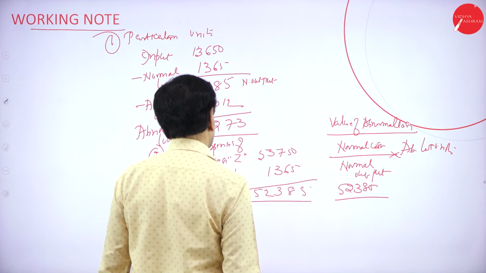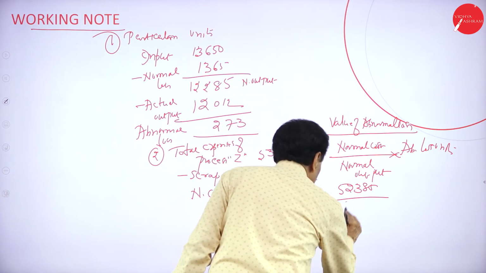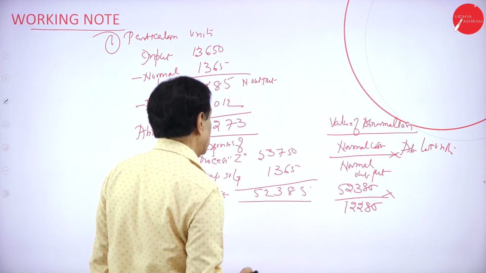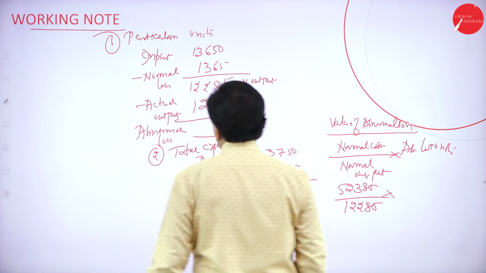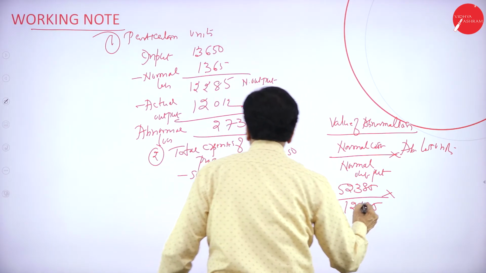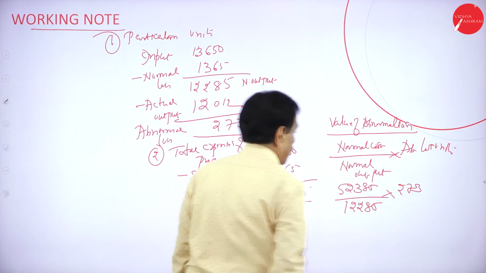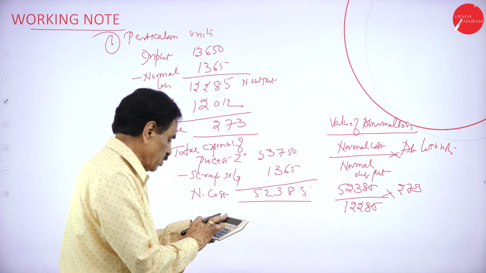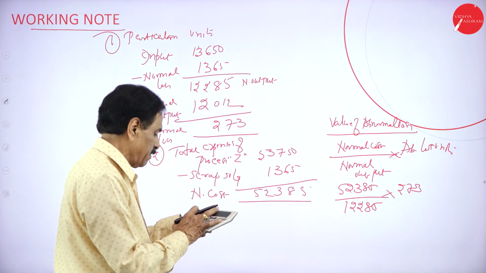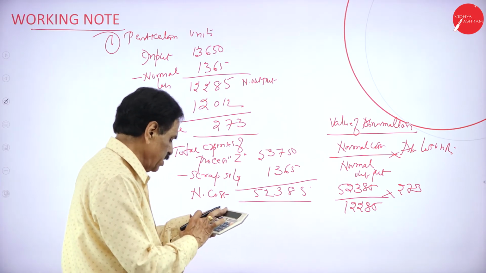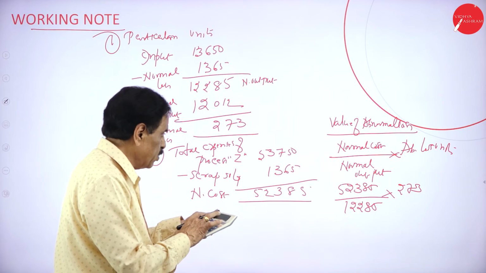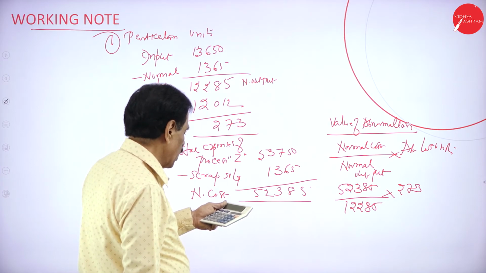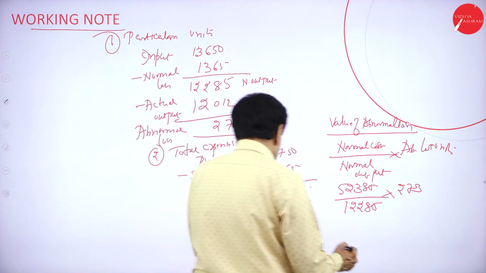What's your normal output? 12,285, into the abnormal loss units. Here, actual output versus your input. What's your abnormal loss? 273. Find out the value. What's your normal cost? 52,385 divided by 12,285 into 273. That is 1164.